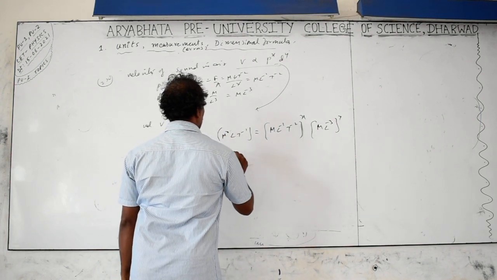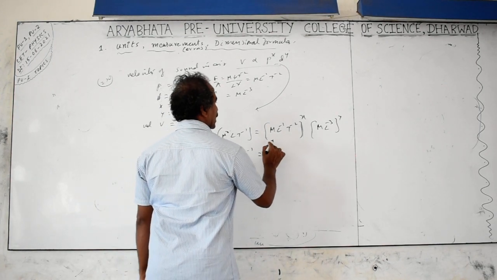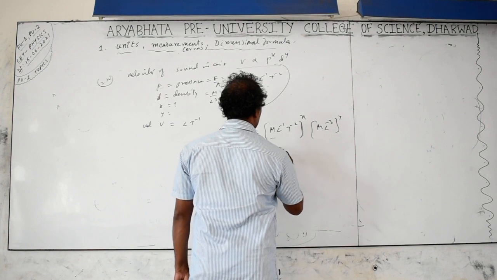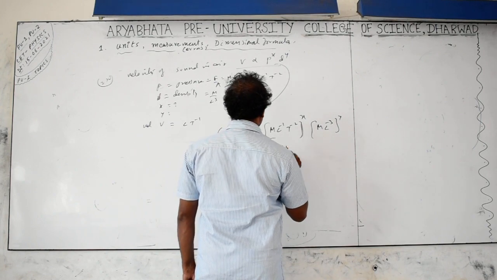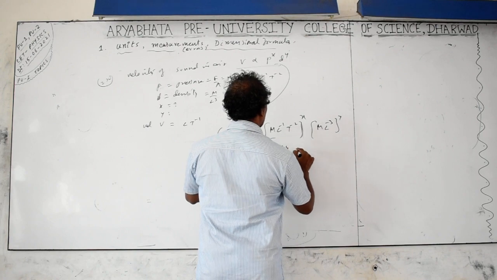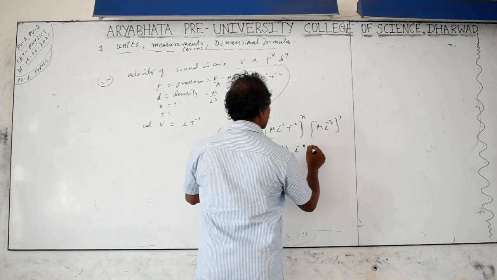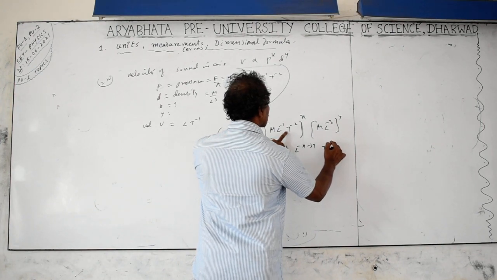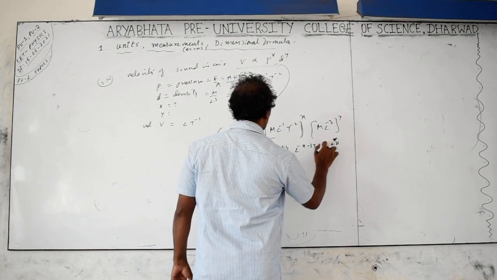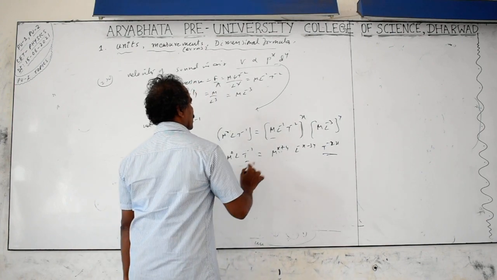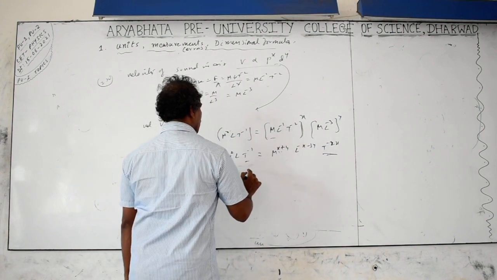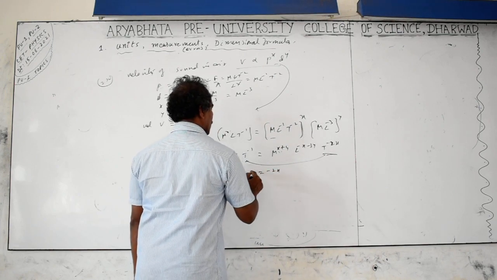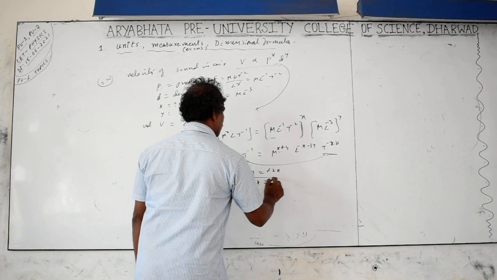Right side, M to the power of X, here M to the power of Y, so X plus Y. L to the power of minus X minus 3Y. T here, T is not there on the left, so T to the power of minus 2X. The simple case is this one, we can go for it first. T to the power of minus 2X, T to the power of minus 1, compare the T: minus 1 equals minus 2X, cancel it, X equals 1 by 2.